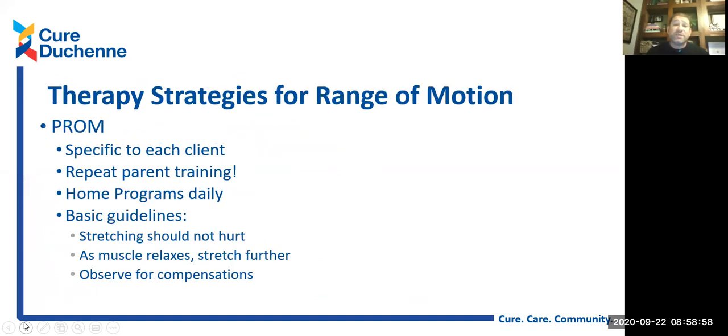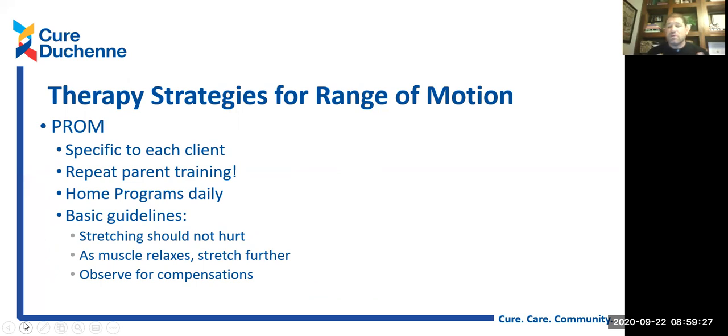So just a little bit on range of motion, because it's something that we're able to do for the kids. I think it's really important. It's important for us as therapists, but really for the parents to have hands-on with the kids, so they can feel how the muscles feel if there's been significant tightness in a short period of time. So when giving strategies for range of motion programs, it really needs to be specific for each client.